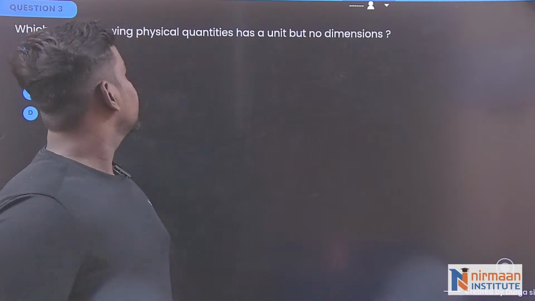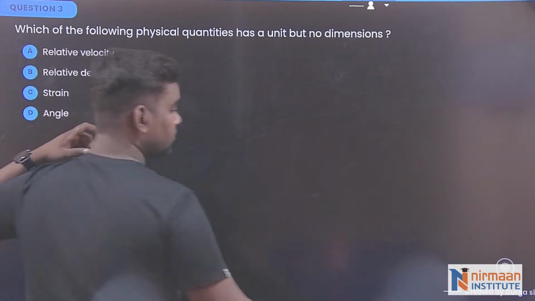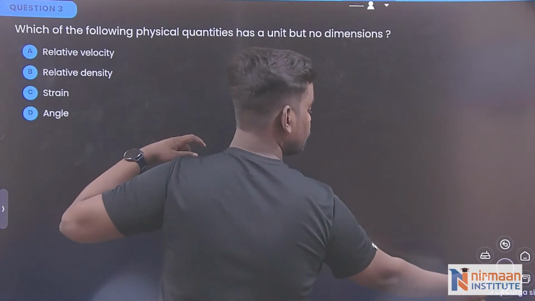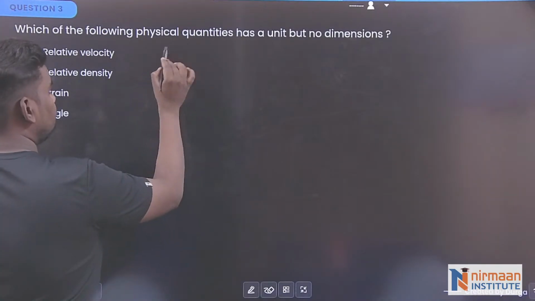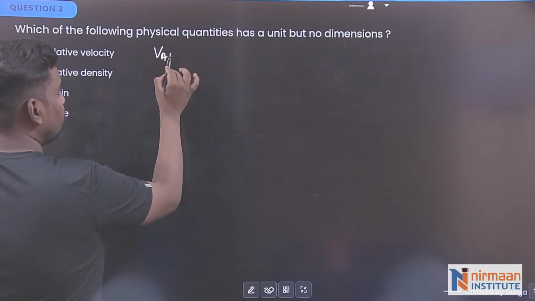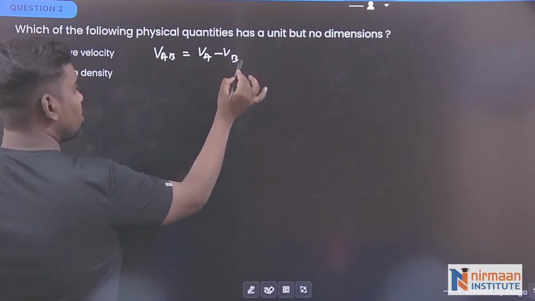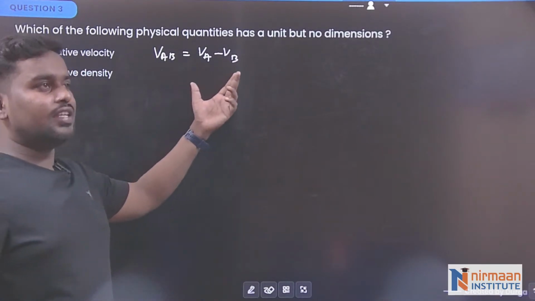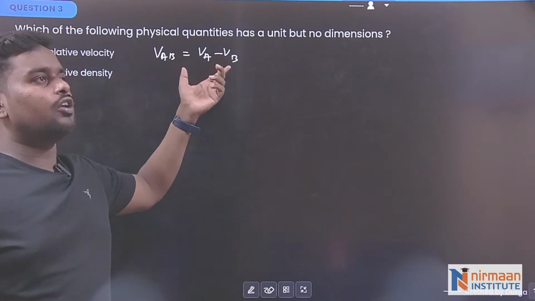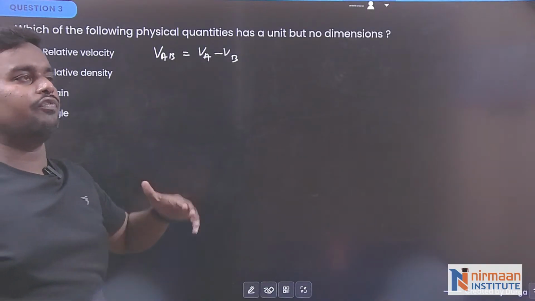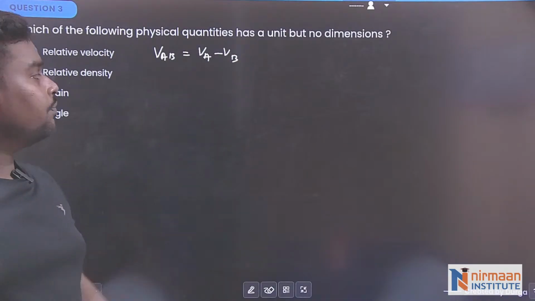So how will we study this? What is relativity? It's actually VAB, it's VA minus VB. It's the subtraction or addition of two, depending on the direction. So it's a vector quantity. I have not taught you this. If anyone knows, it's good. But it will come in kinematics 1D.